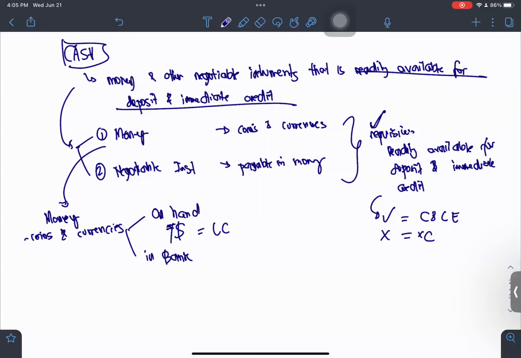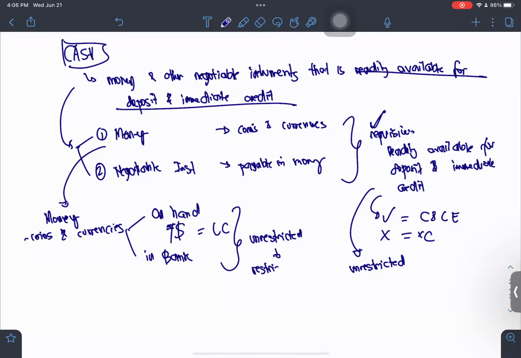So what do we mean really by readily available for immediate credit? It means that it is unrestricted. Therefore, whenever we talk about cash on hand and cash in bank, what we test is that it must be unrestricted. Because once it is restricted, then it is not part of cash and cash equivalent. So your main issue for your cash on hand is whether it is considered restricted or unrestricted. For in-bank, again, still whether it is restricted or unrestricted.